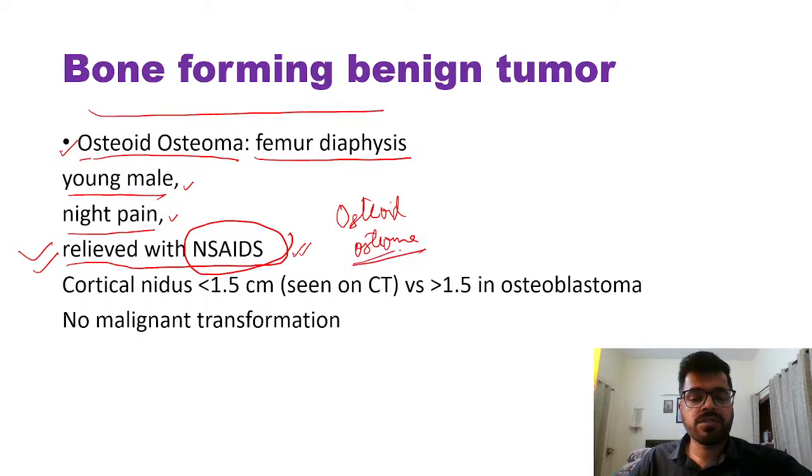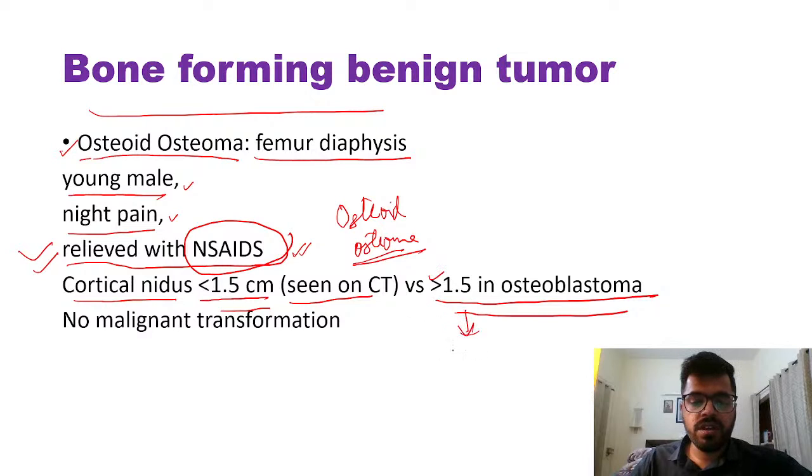The hallmark of osteoid osteoma is that the cortical nidus is less than 1.5 centimeter, which is seen on CT, and it is more than 1.5 centimeter in osteoblastoma. The only difference is in the size of the cortical nidus. Otherwise, on histopathology, both are same. Both osteoid osteoma and osteoblastoma are same on histopathologic examination. The only difference is in the size of the cortical nidus as well as the location. Osteoblastoma mostly occurs in posterior spinal elements.